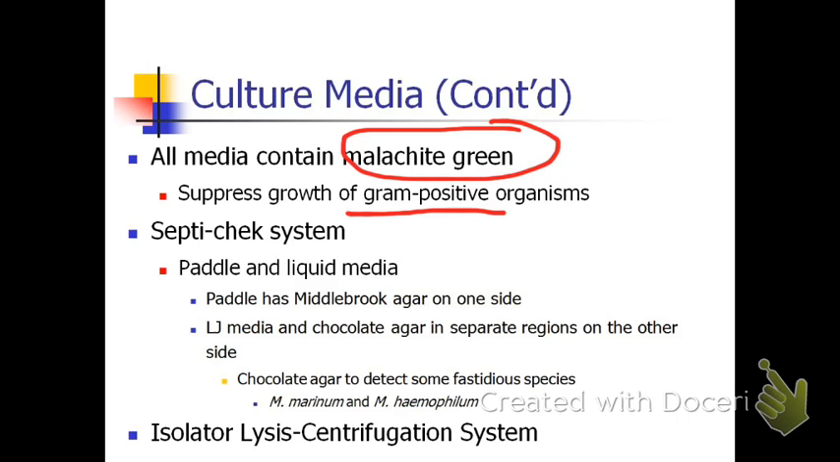Then we also have the liquid medium such as the septic check. It is a paddle and liquid media. Okay, so paddle has the Middlebrook agar on one side, and then the LJ media and chocolate agar in separate regions on the other side. So the reason why we include the chocolate agar is to detect the presence of Mycobacterium marinum and Mycobacterium haemophilum. Then another one is the isolator lysis centrifugation system.